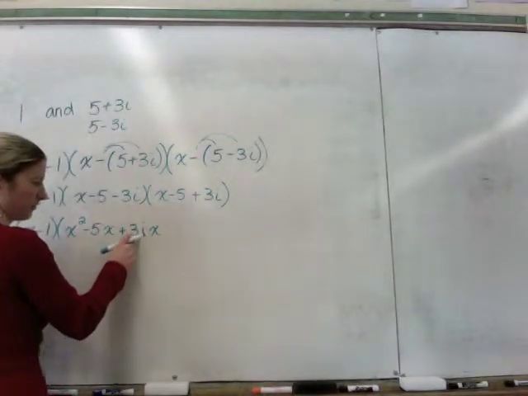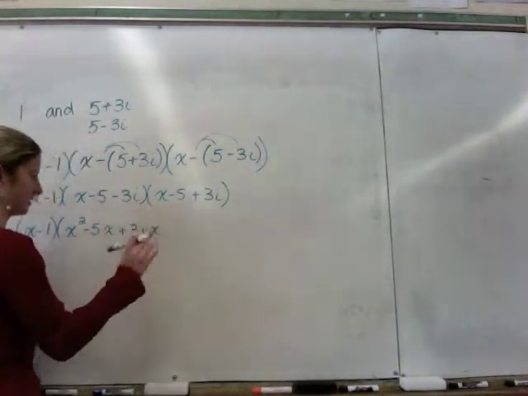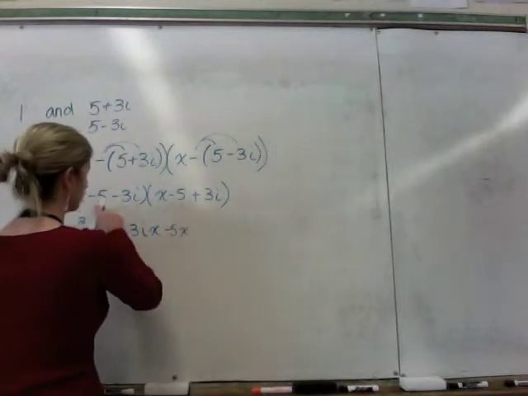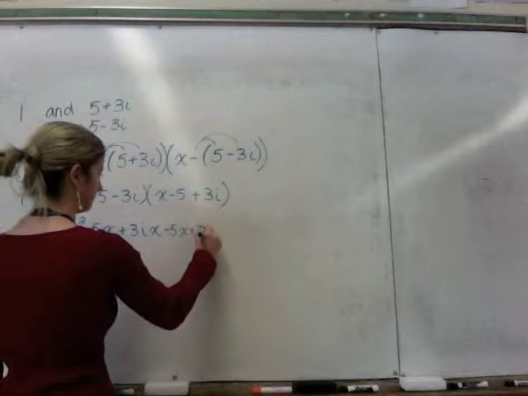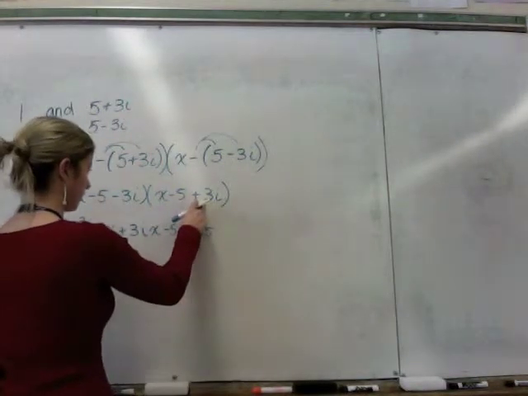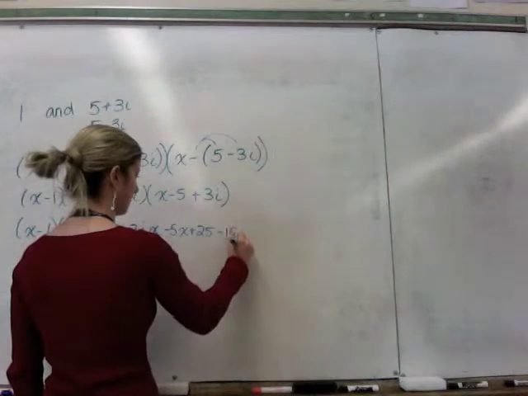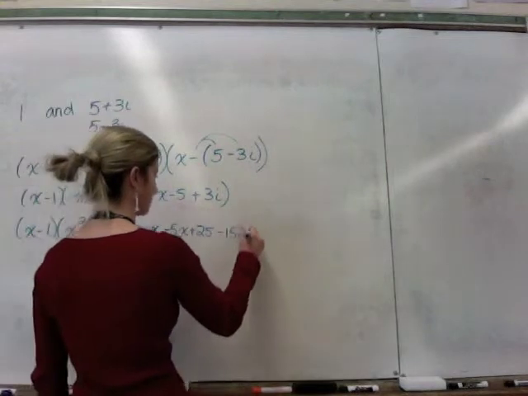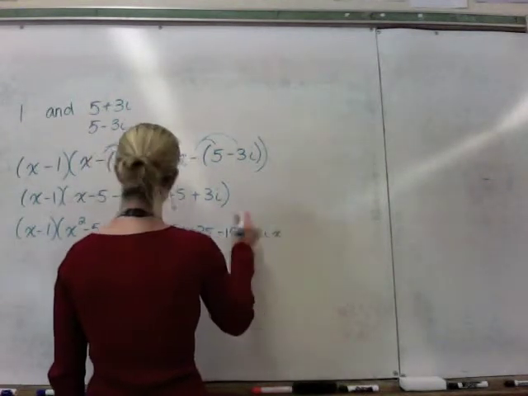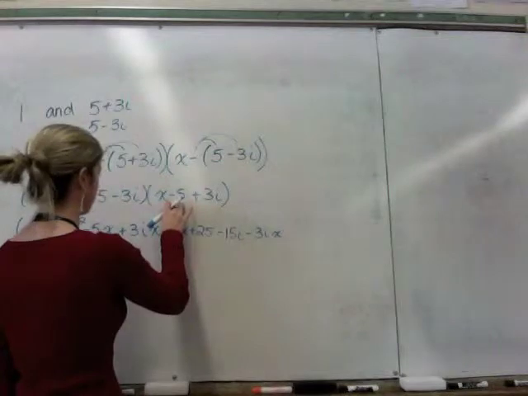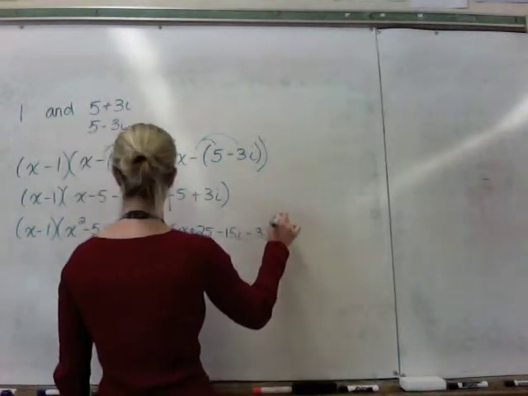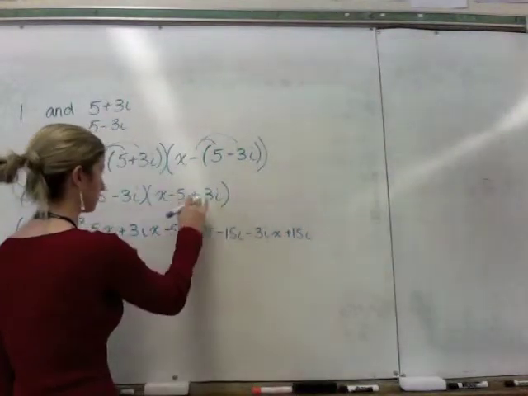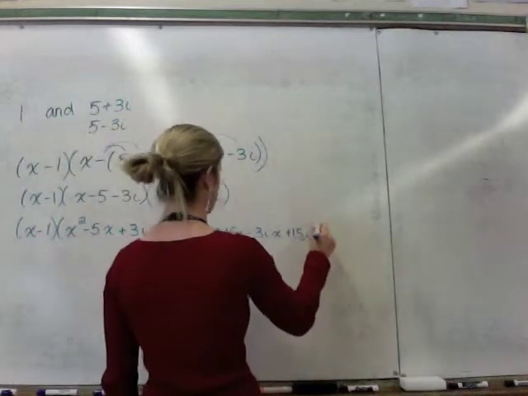Some will argue that maybe it should be 3xi. In this case, it doesn't matter for now. Then take negative 5. So negative 5 times x is negative 5x. Negative 5 times negative 5 is 25. Negative 5 times 3i is negative 15i. And then take this, negative 3i times x is negative 3ix. Negative 3i times negative 5 is 15i, right? And then negative 3i times 3i is minus 9i squared.